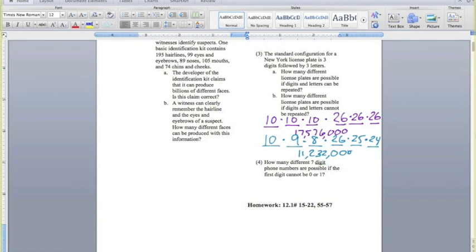Last example. How many different 7-digit phone numbers are possible? 2, 3, 4, 5, 6, 7. So we got 7 things to pick here. 7 digit phone number. If the first digit cannot be 0 or 1, because if it's 0, we're calling the operator. If it's 1, it's queuing our phone that we're going to do a long distance number. So we can't start with 0 or 1.